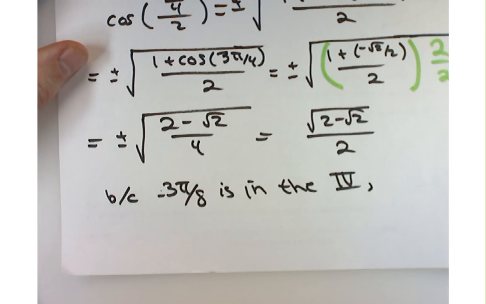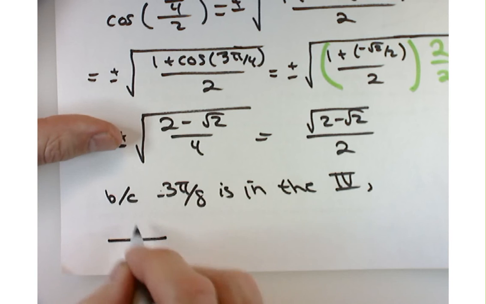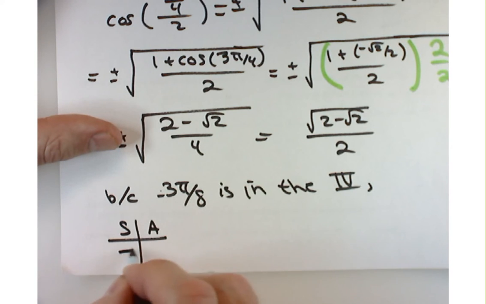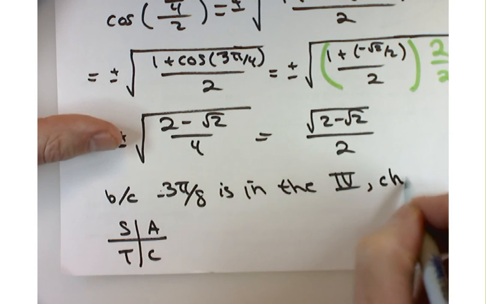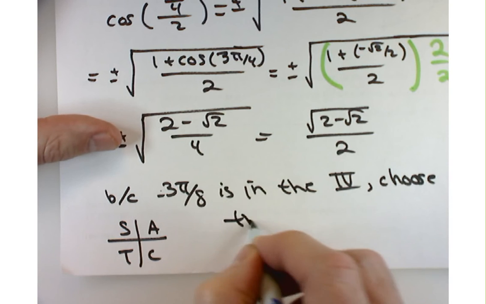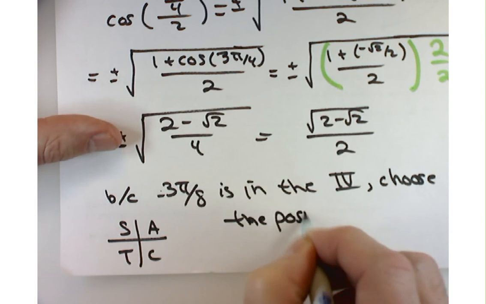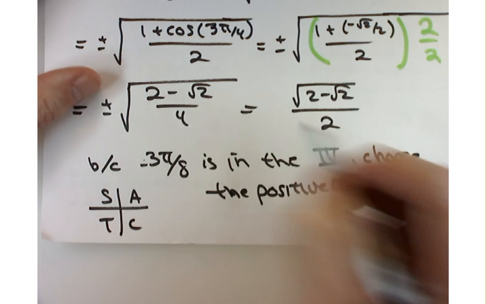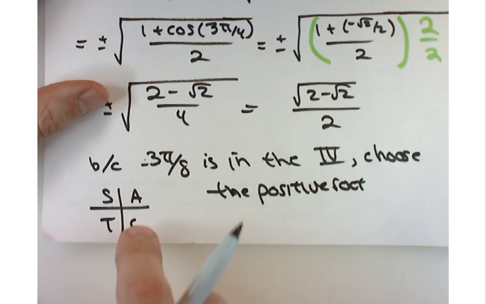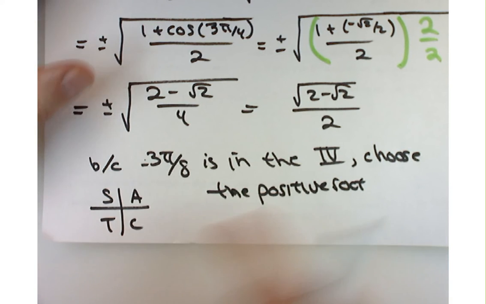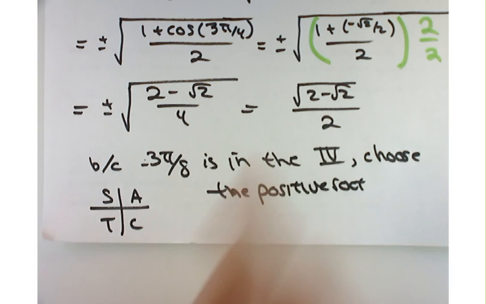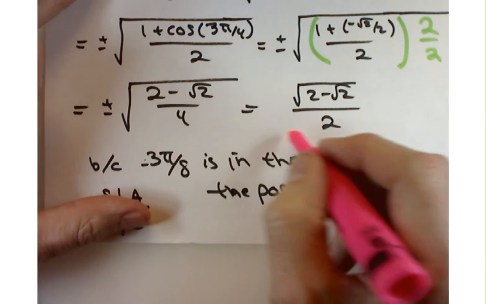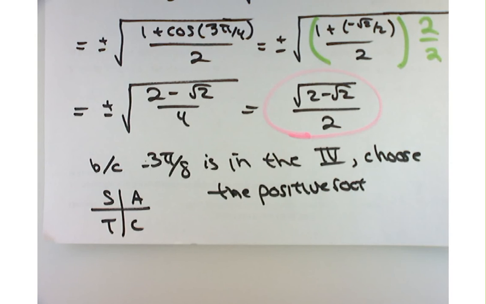Is cosine positive or negative in the fourth quadrant? Positive. Choose the positive root. Yeah, so choose the positive root. All students take calculus. Cosine and its reciprocal, the secant, are positive in this quadrant. You don't have to put a plus there, that's fine. There's your final answer. Beautiful.